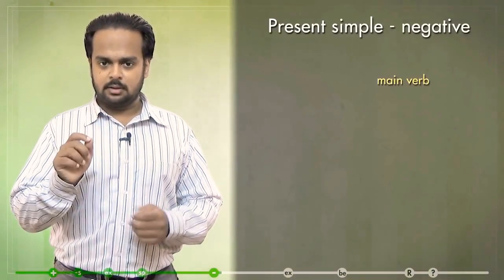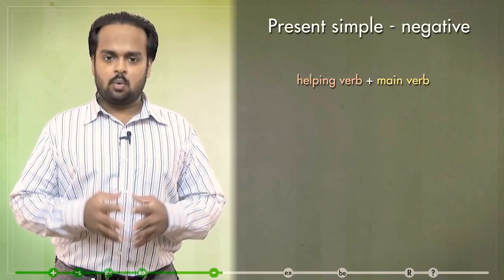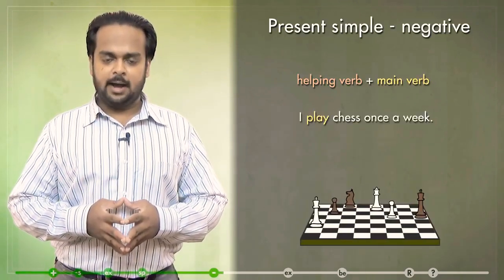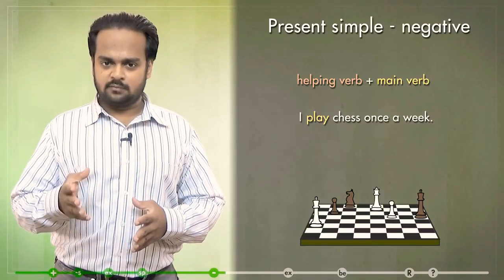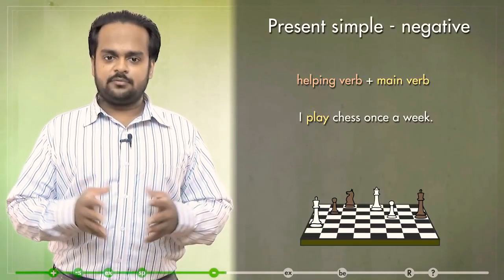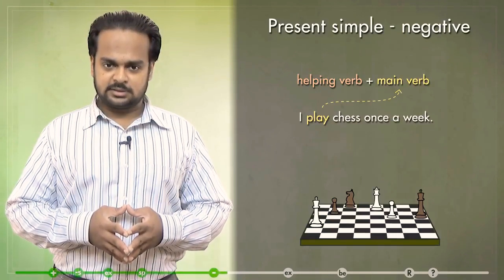The secret is that most English sentences have 2 verbs, a main verb and a helping verb. Let's take one of our original examples. I play chess once a week. Now you might be saying, I only see one verb, play. Well, the verb play is the main verb in this sentence.